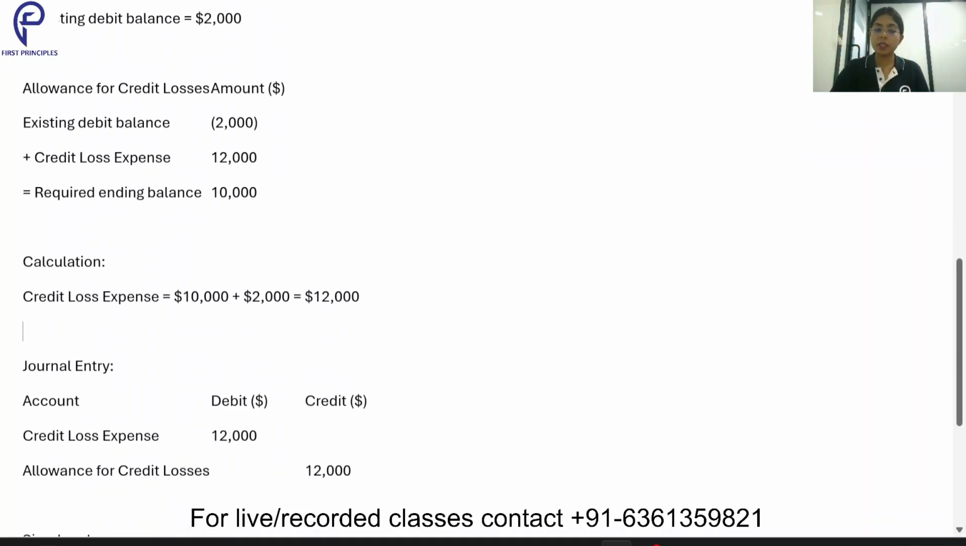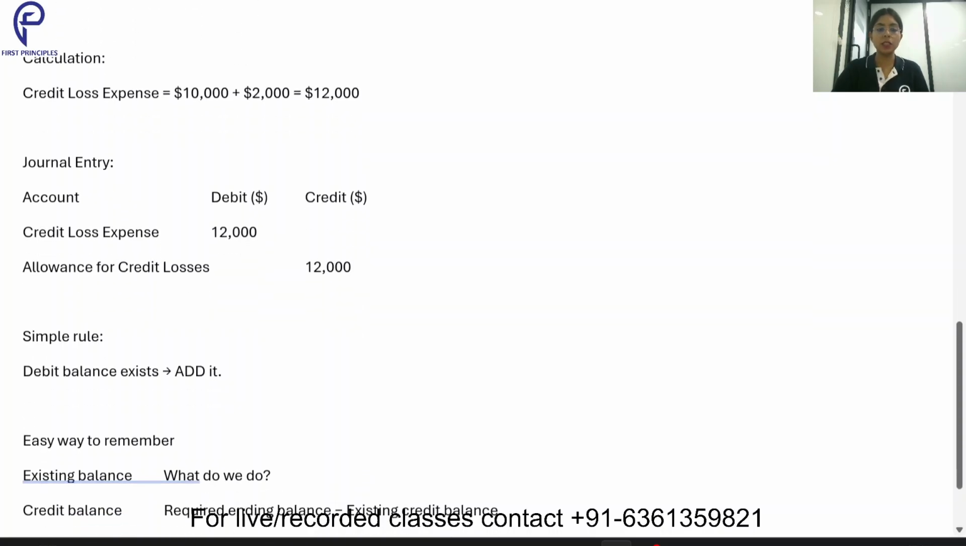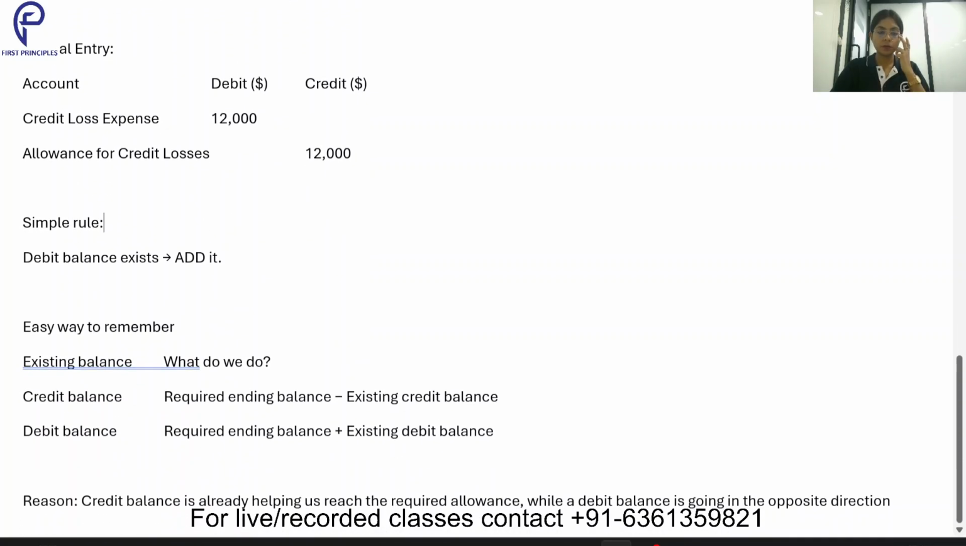Now the journal entry will be the same, and we just get our allowance for credit loss at the end of the year. Now how do we remember that? In case of credit balance, which is the normal scenario, from the required ending balance we are going to reduce the existing credit balance. In case of debit balance, what are we going to do? We are going to take the required ending balance and add the existing debit balance. So the credit balance is already helping us reach the required allowance, while the debit balance is going in the opposite direction.